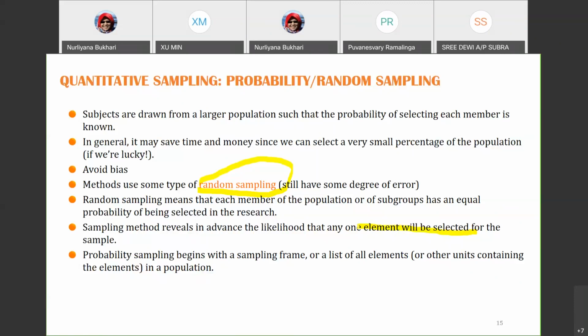So 9.2% chance of being selected. Probability sampling begins with a sampling frame. It means we have the list. You know who you want to get, and then you can just select. You cannot just say, I want to do random sampling, but I don't know how many are actually in that population. You have to have the sampling frame.